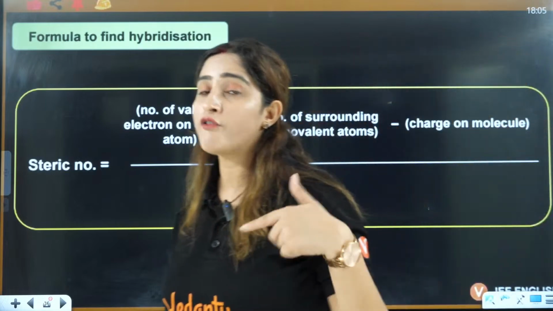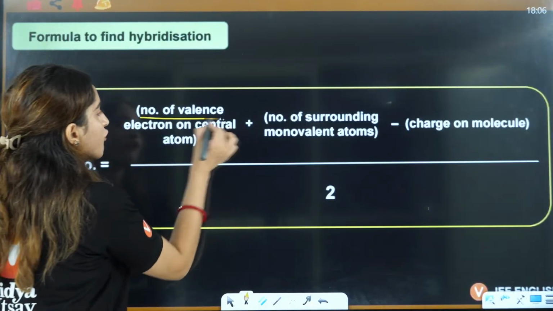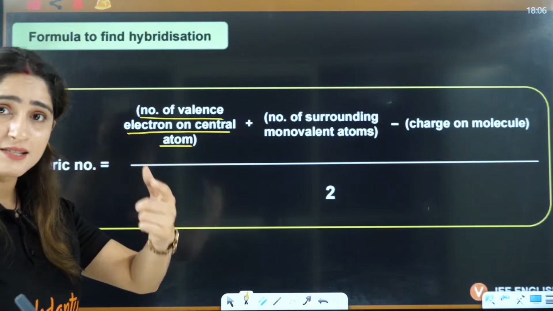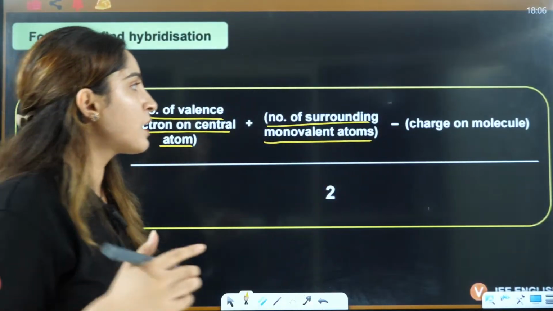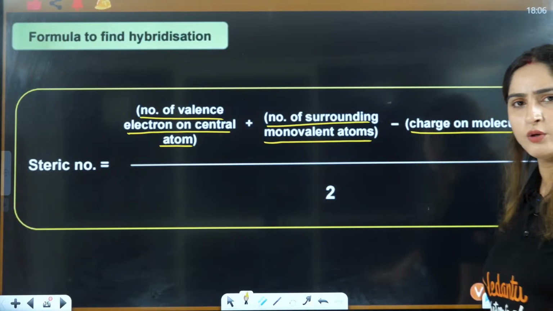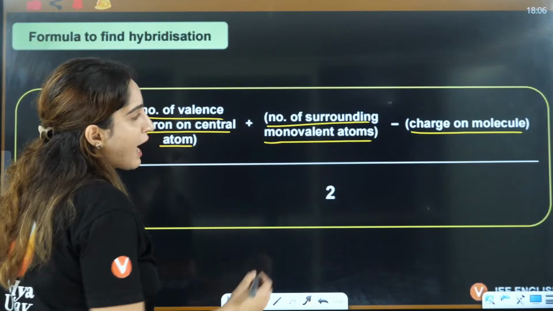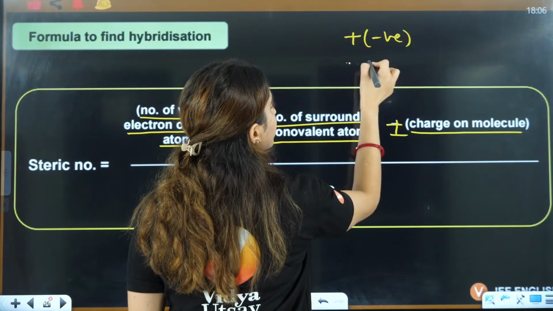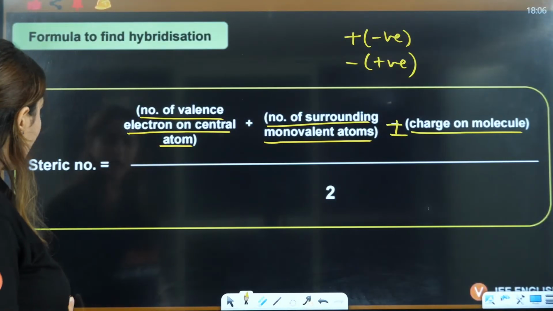So another way of calculating the steric number, just from the formula, is: the number of valence electrons on the central metal atom, plus the number of surrounding monovalent atoms, plus or minus the charge on the molecule, divided by 2. If you have a negative charge, you will add it. If you have a positive charge, you will subtract it. Divided by 2, that is your steric number.